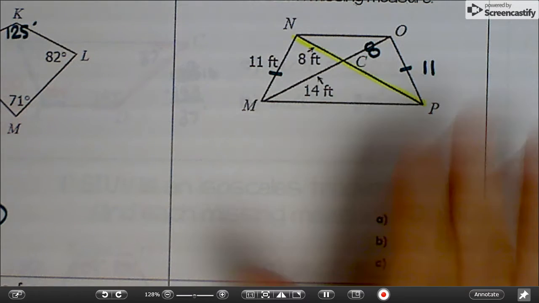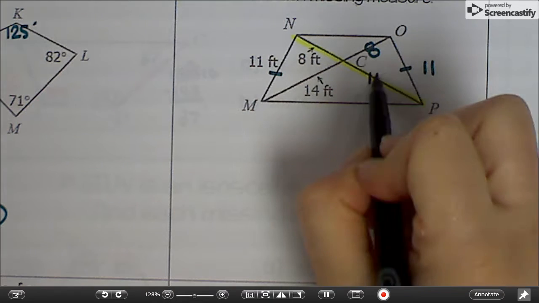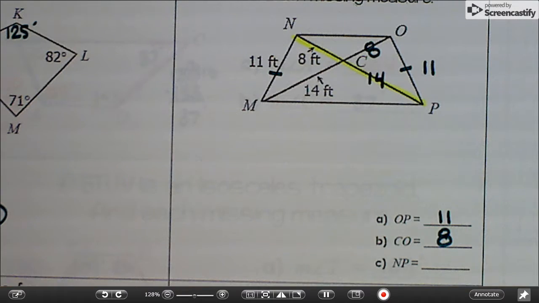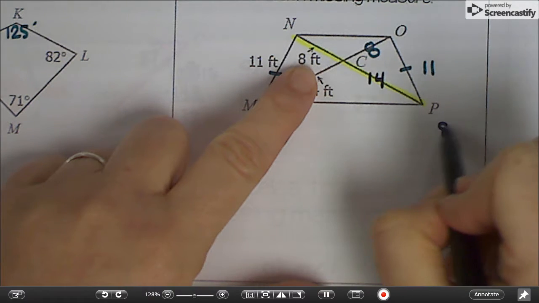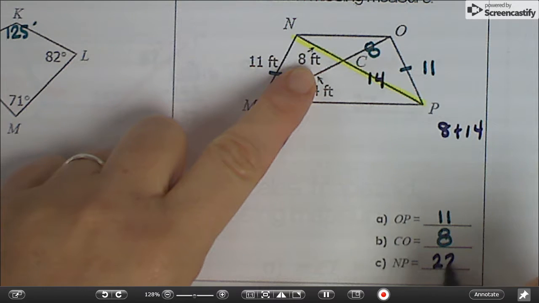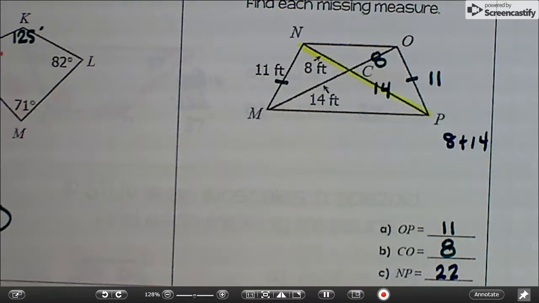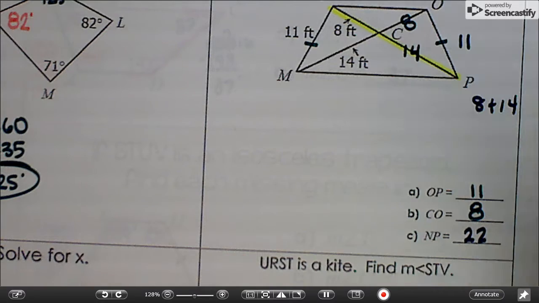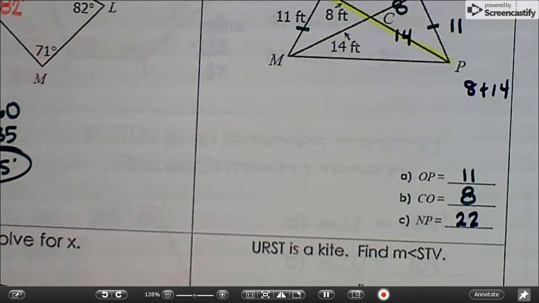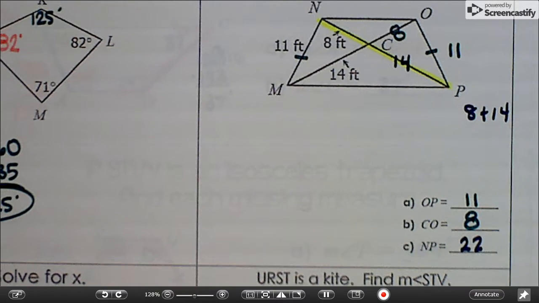All right, so based on what we see over here, we know this piece is 14. So the whole thing would be 8 plus 14, which is 22. Not degrees, because those are lengths. Those actually should be feet, but I didn't write that part. All right, is everybody good, hopefully?